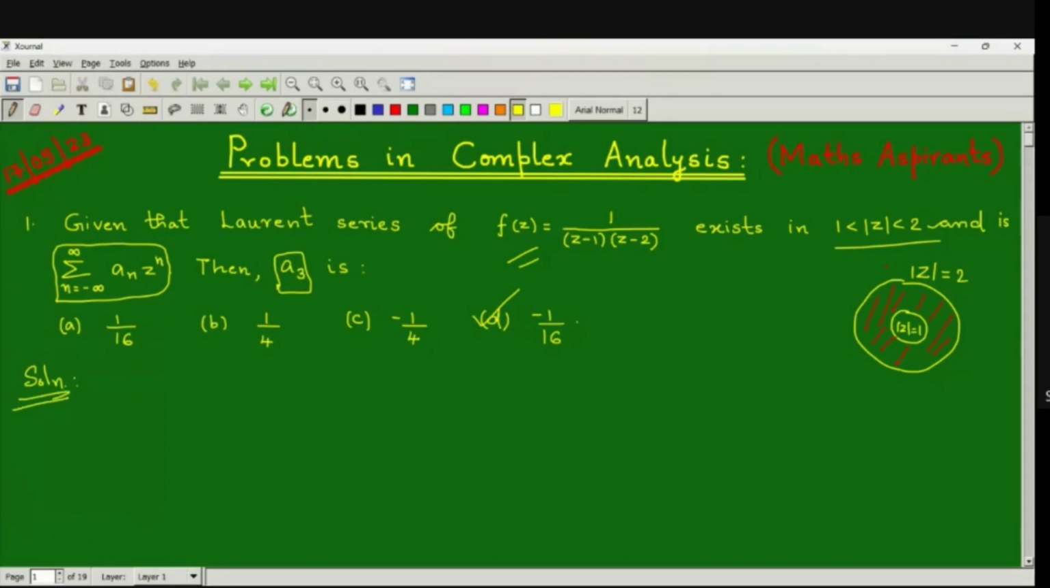So we'll look into the solution. As you all know, this is a B part question, I think from June 2017 or something. So what is the f that is given? f is 1 by (z minus 1) times (z minus 2).